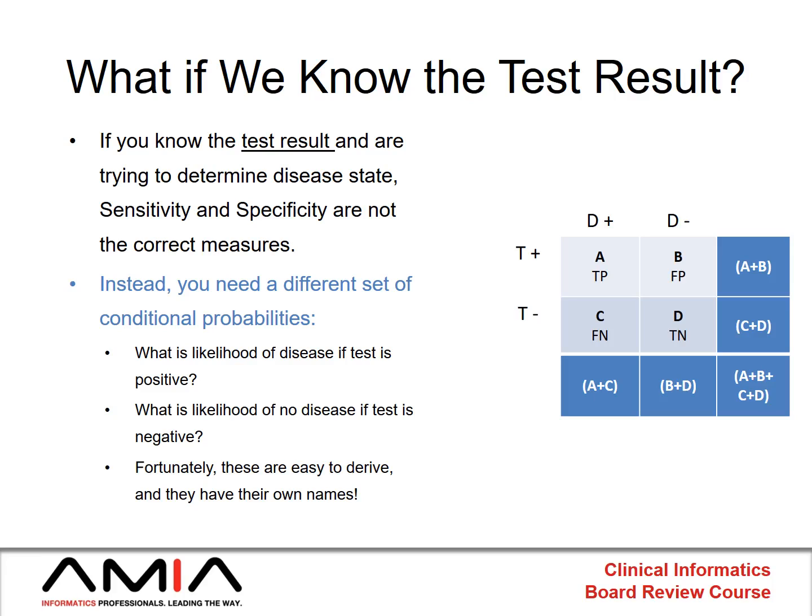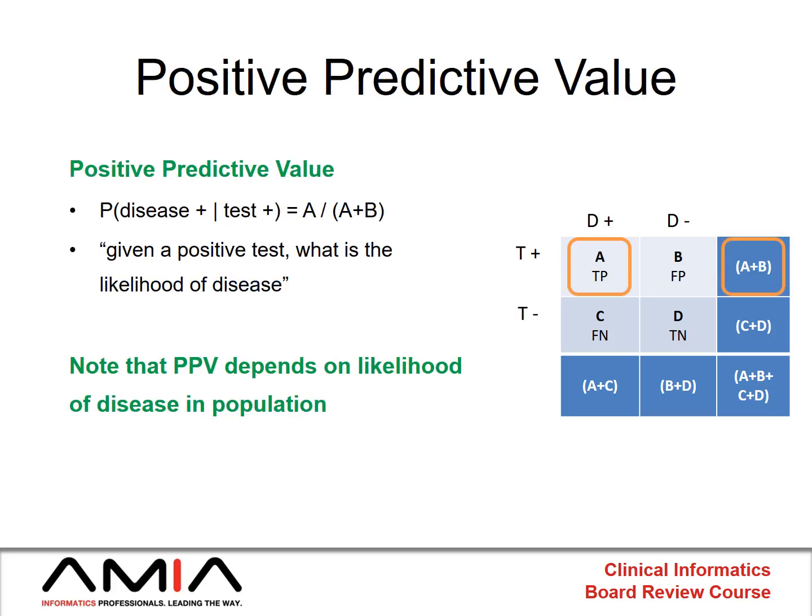So in this situation, sensitivity and specificity are not the correct measures. I need two different conditional probabilities. I need specifically the positive predictive value and the negative predictive value. And that's because I'm interested in a different set of conditional probabilities. What I want to know now is what's the likelihood of disease given a positive test, or what's the likelihood of no disease given a negative test. And as I've hinted, fortunately, these are easy to derive and they have their own names.